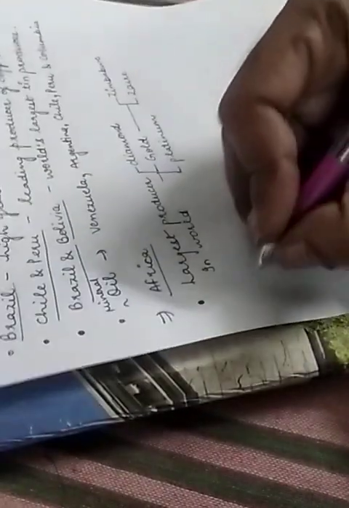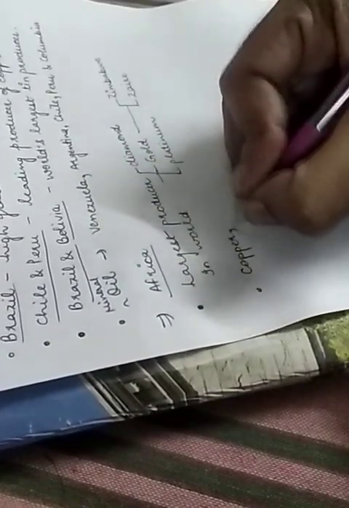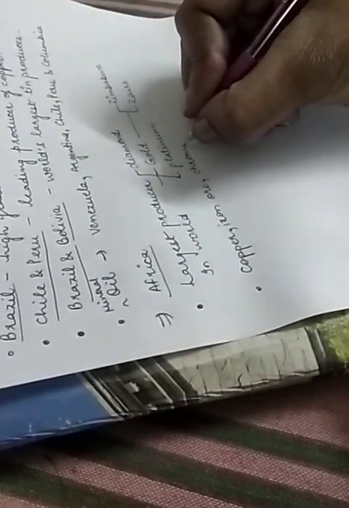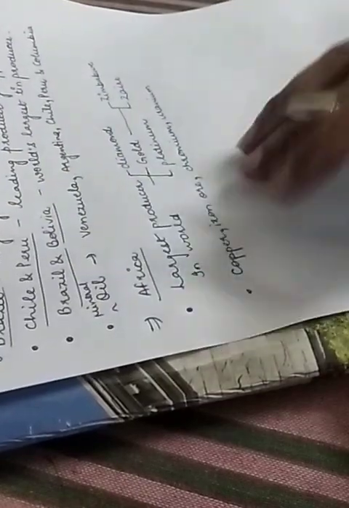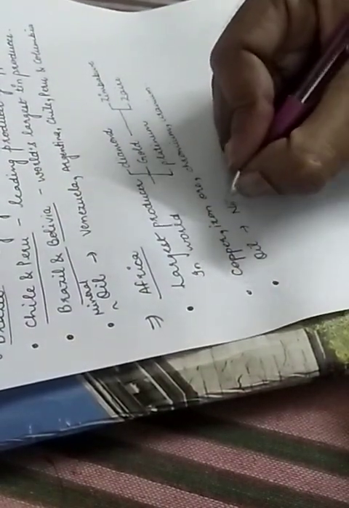The other minerals found here are copper, iron ore, chromium, uranium, etc. Mineral oil is also found in Nigeria, Libya, and Angola.